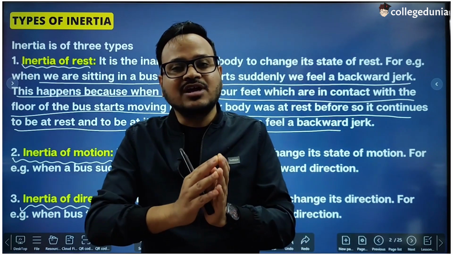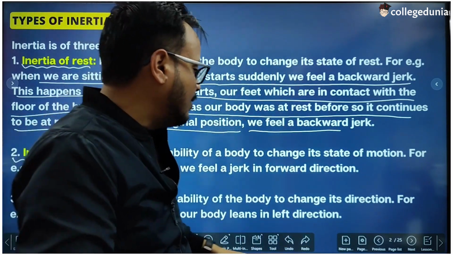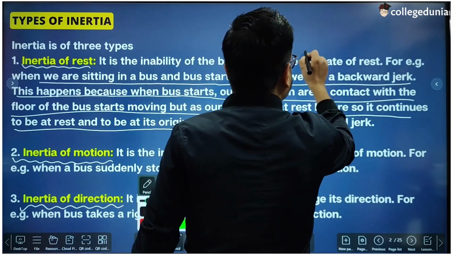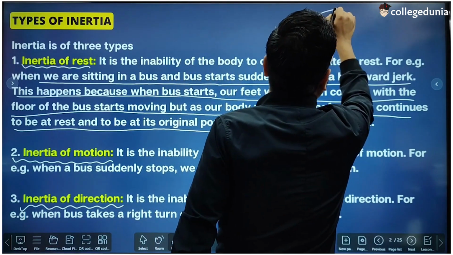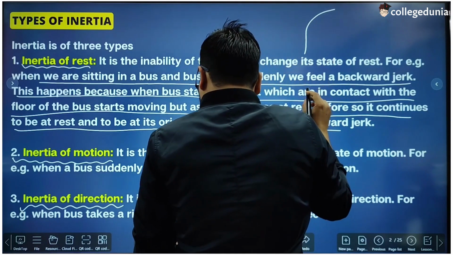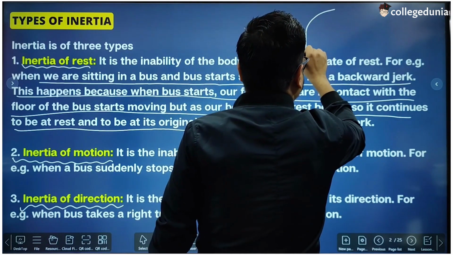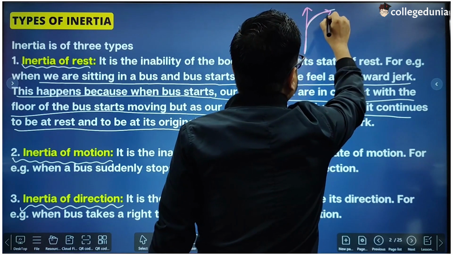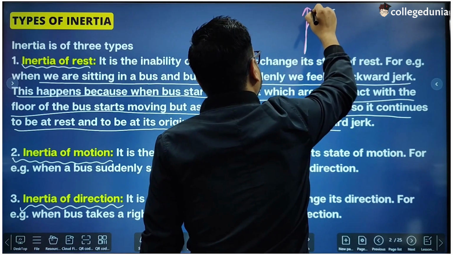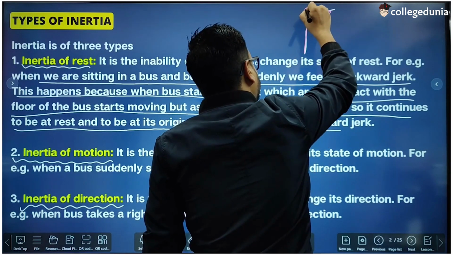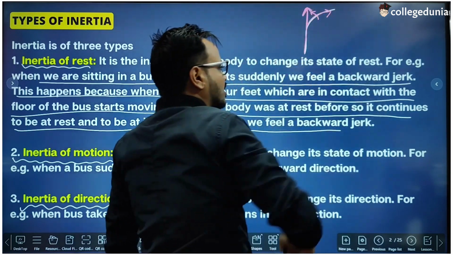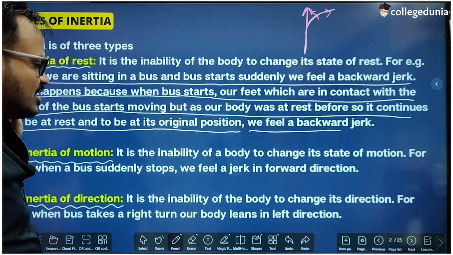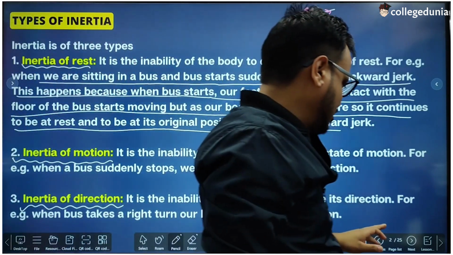So we feel that we are falling in the opposite direction, but actually what's happening is that the bus suddenly moves towards the right, and our body wants to remain in the previous direction of the bus. So if the bus is moving towards this side, then what will we feel? We will feel that we are falling in the direction opposite to the direction of the turn of the bus, right? So this is inertia of direction. Okay.